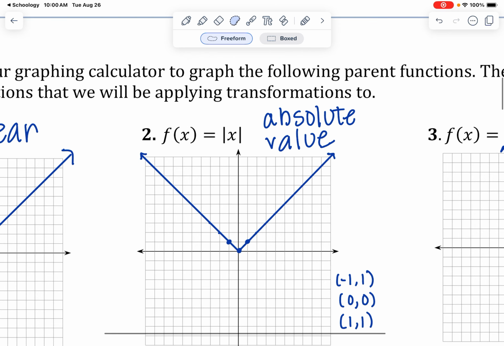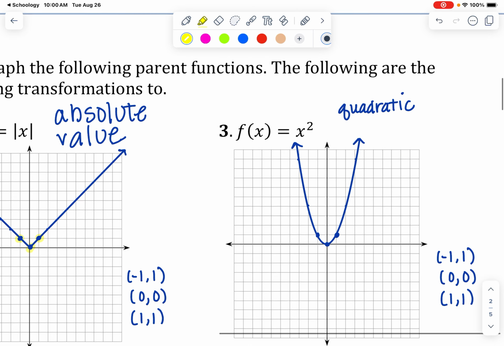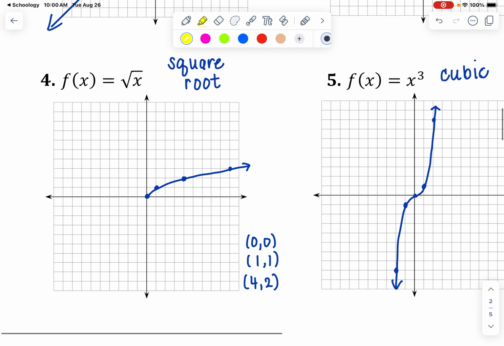All right, so y equals, or f of x equals, the absolute value of x is an absolute value function, and then you need to know what it looks like, obviously, but you also need to know at least 3 key points: (-1, 1), (0, 0), and (1, 1). Next one, y equals x squared is a quadratic. Once again, knowing the shape, that it is parabolic, and then the 3 key points. They're the same as the absolute value, but absolute value is V-shaped and quadratic is U-shaped.